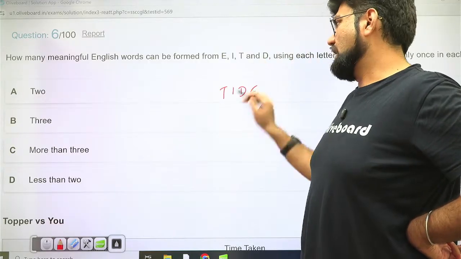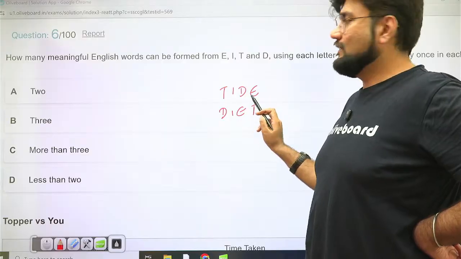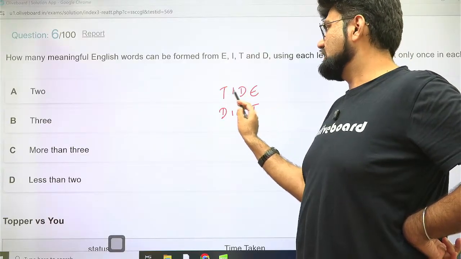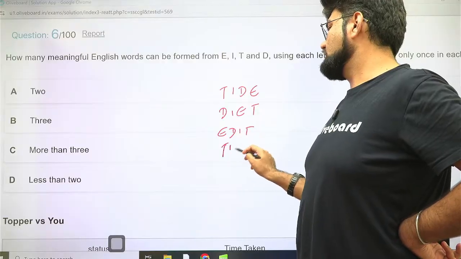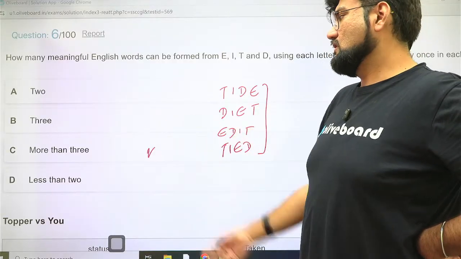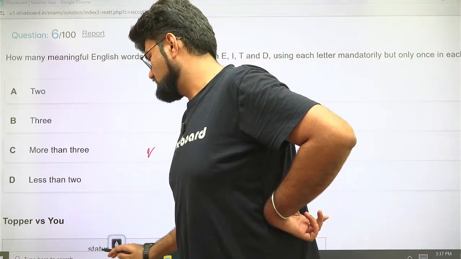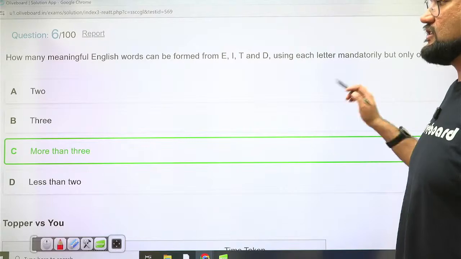Tide. From your vocabulary, you will now figure out DIET, diet. A lot of people will end up with these two very quickly. Then you will check the reverse version here, EDIT, edit is also true. And this diet can also be written in the form of tide like this. You already have 4 words here, more than 3 is the option. Option 3 is your correct answer. Don't think twice about anything now. You just had to shuffle the letters within each other to make meaningful words.